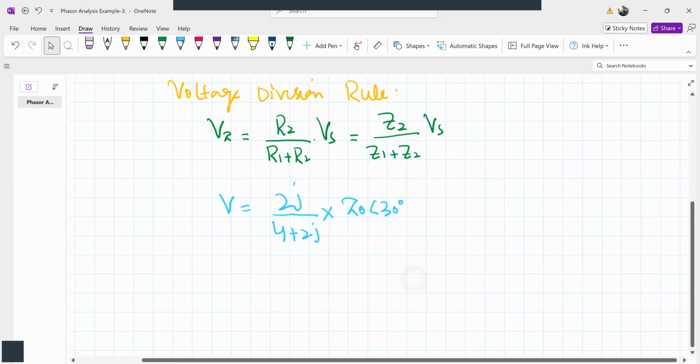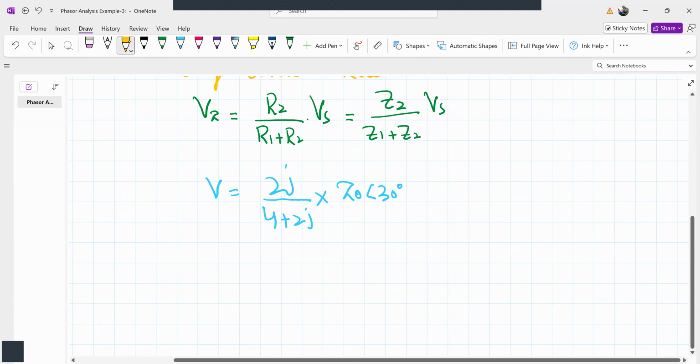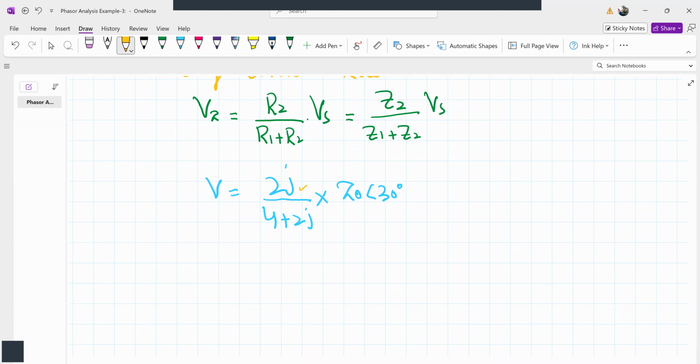Now we have complex numbers, so we have to manipulate them. Some are in rectangular form and some are in polar form. Let's convert all of these into polar form. What is the equivalent of 2j in polar form? It is 2 at an angle of 90 degrees. What's the polar form of 4 plus 2j? It will be the square root of 2 squared plus 4 squared, that is 4.47. Please check the calculations yourself. At an angle of tan inverse of 2 by 4, which is 26.56. And then 20 at an angle of 30 degrees.